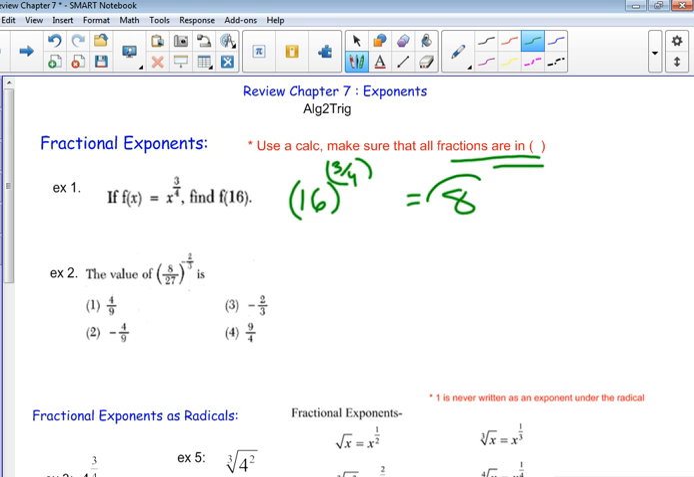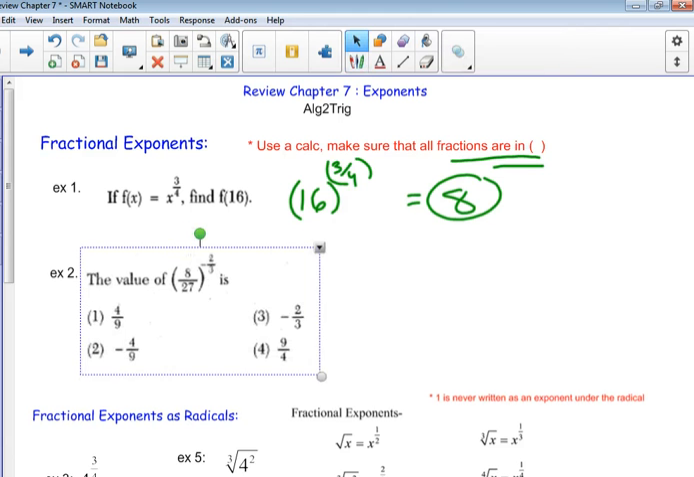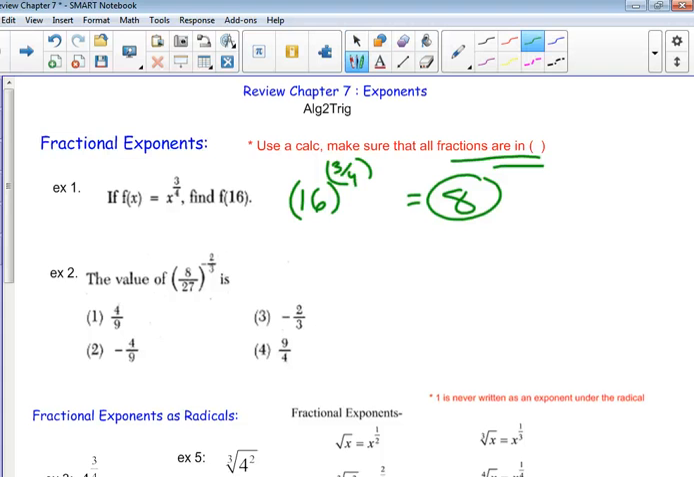Okay. All right, what should I put for this one? See what you get. 8 over 27, right, to the negative 2/3. Make sure you can share it with your exponent.